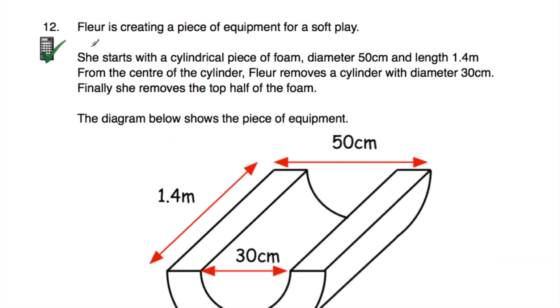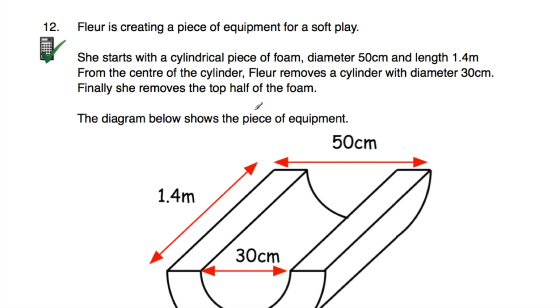Question number 12. So question number 12 says that Fleur is creating a piece of equipment for soft play. Okay, and then we're told she starts with a cylindrical piece of foam. So she's got this piece of foam that's a cylinder, and it's got a diameter of 50 centimeters and a length of 1.4 meters. And then we're told from the center of the circle, Fleur removes a cylinder of diameter 30 centimeters. So she's got the cylinder and then she takes the cylinder away from the middle.